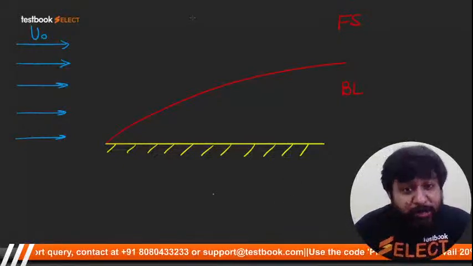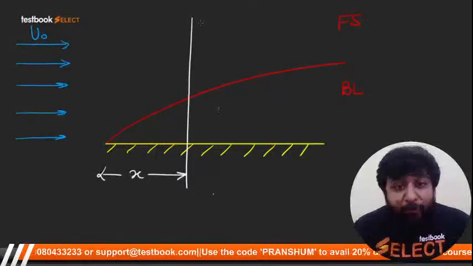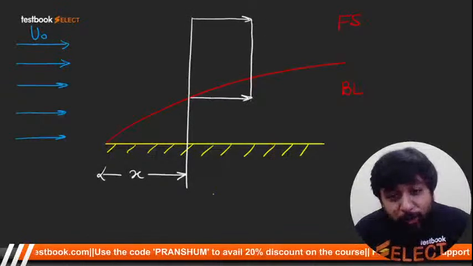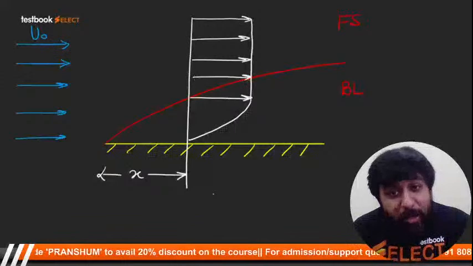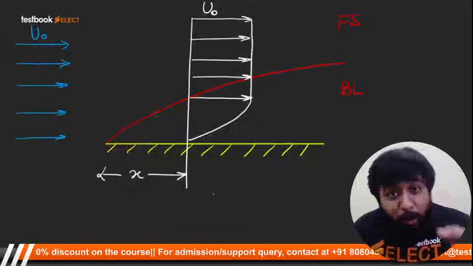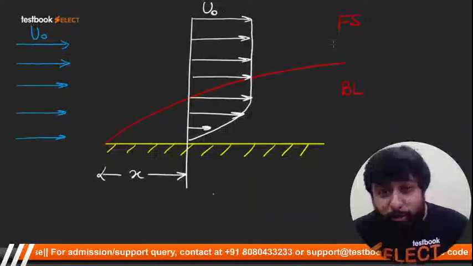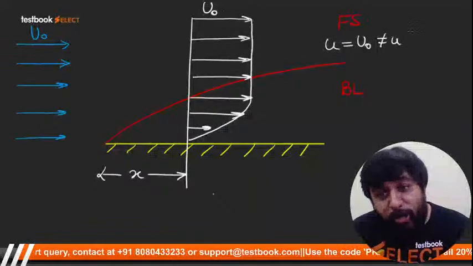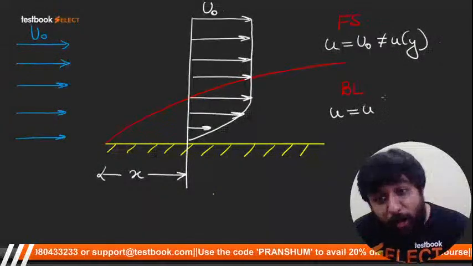If you take a cross section at a distance x from the leading edge and draw the velocity profile, this is how it is going to look. In the free stream, any point on the cross section has the same velocity u naught. But in the boundary layer region, the greater the distance of the point, the greater the velocity. Mathematically, free stream means u is equal to u naught, not a function of y, and boundary layer means u is a function of y.